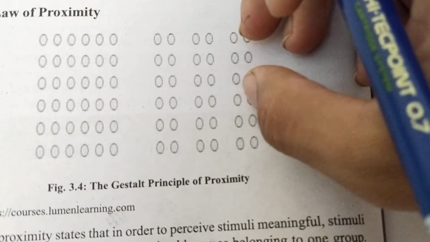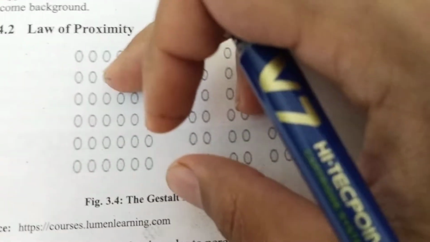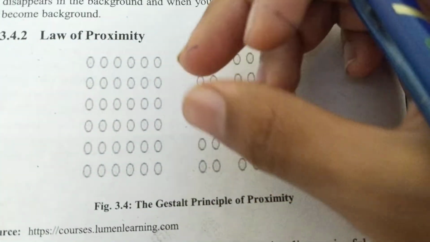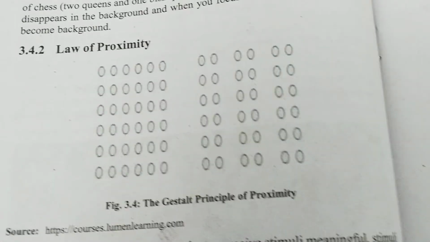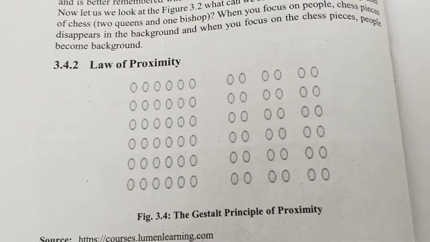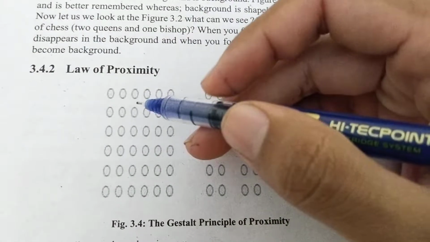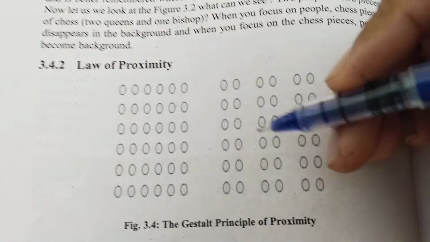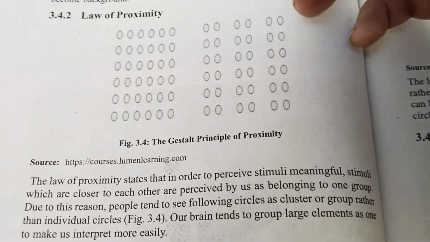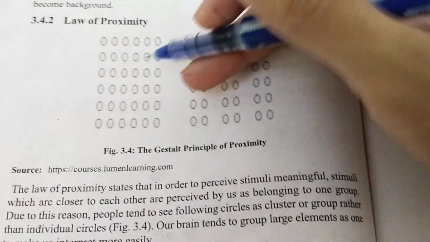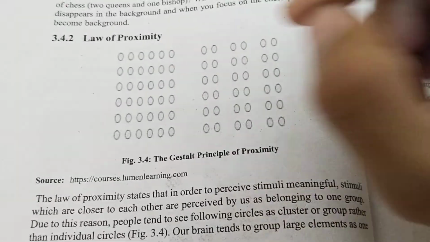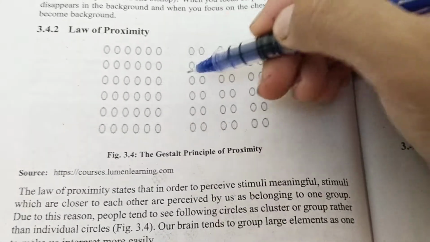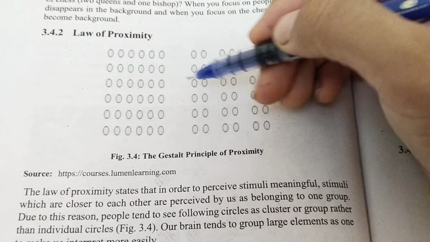You see that this is a kind of group, this is also a kind of group. You cannot look at them as individual circles. No matter how hard you try, you always end up seeing them as a kind of square, as a kind of group. And the same goes in this place. Why? Because they are closer to each other. Now why do you see these two as two different groups? You could have seen all of this as one single group, because these are closer to each other than these are.